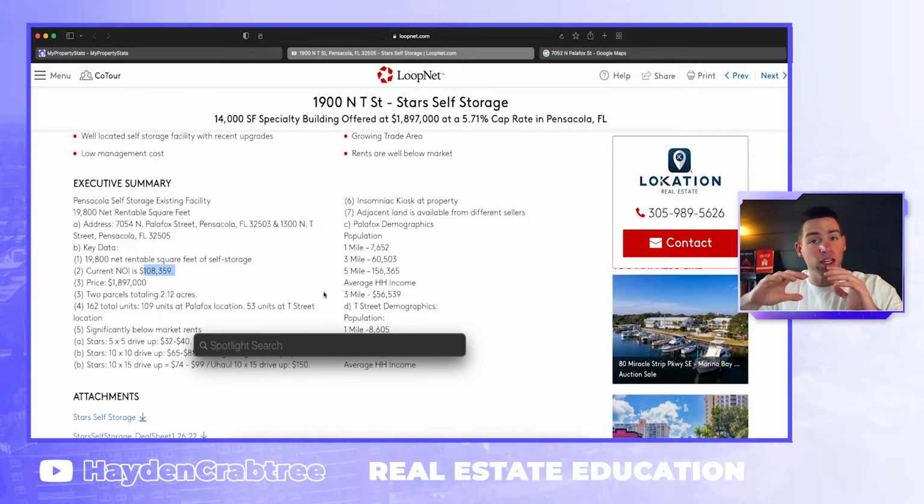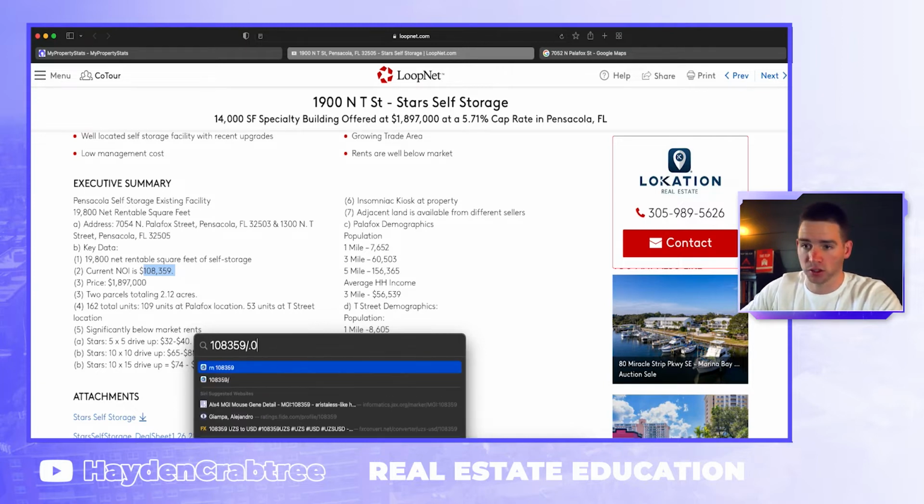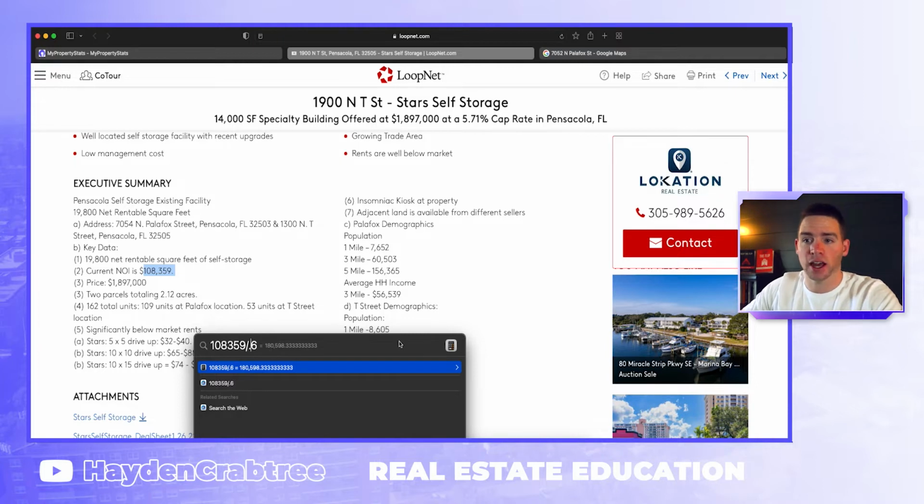So if I want to get a rough estimate of what their top line income is, I'm going to take this $108,000 and divide it by 0.6. Okay. So let's take 108,359 and divide it by 0.6, not 0.06. So 180,598. Let me write that down real quick.